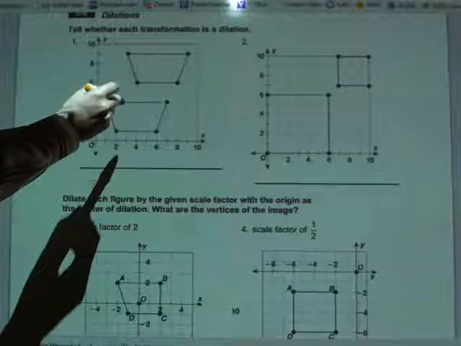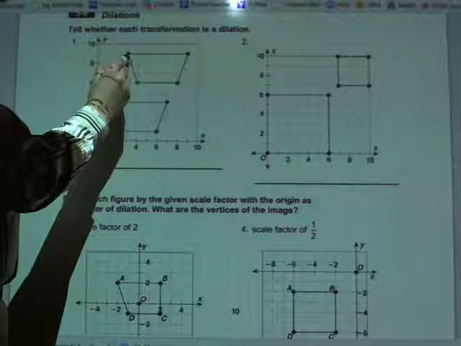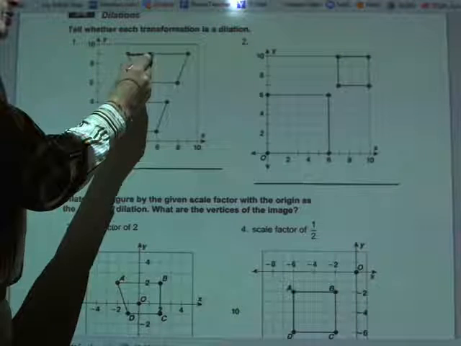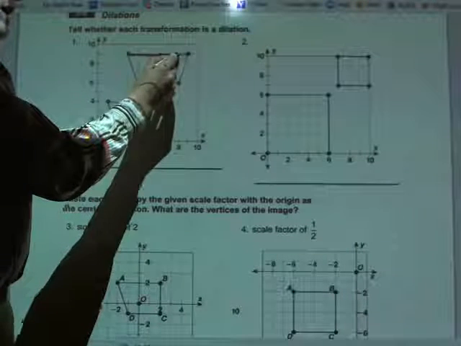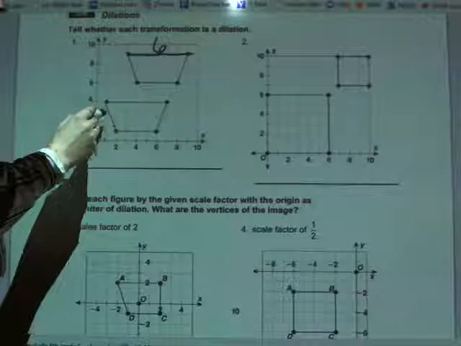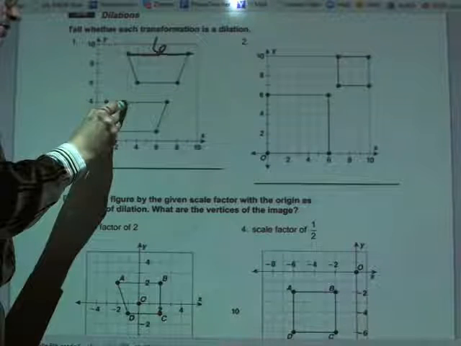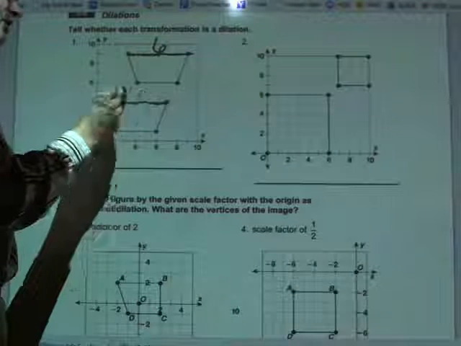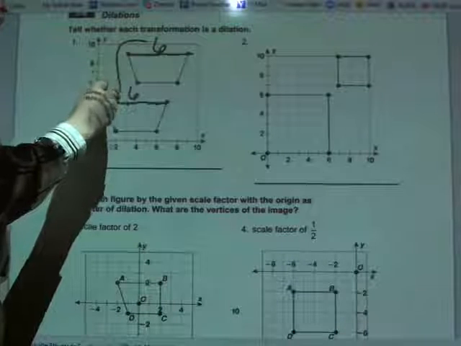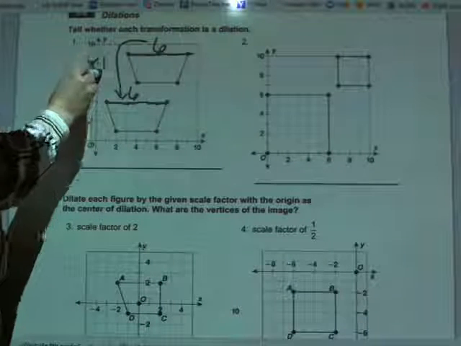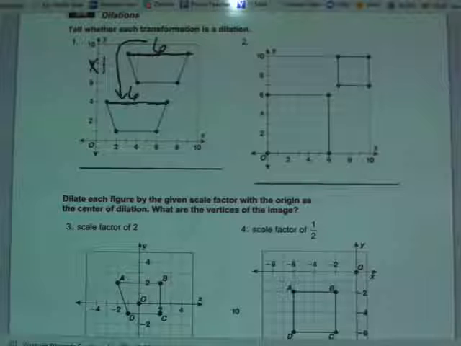So if we look at this one here, these two trapezoids, if I start with this guy on the top, he's 1, 2, 3, 4, 5, 6 across. And when I come down here to this one here, it's 1, 2, 3, 4, 5, 6 across. So there, to go from 6 to 6, the scale factor is 1. So I'm looking to see that that same scale factor applies all the way around the shapes now.